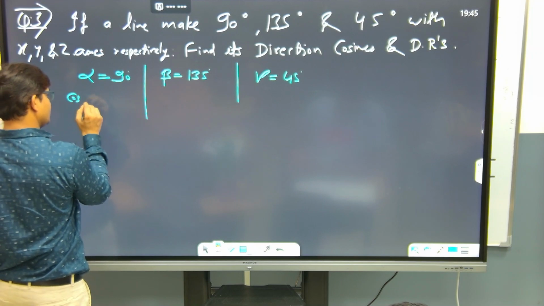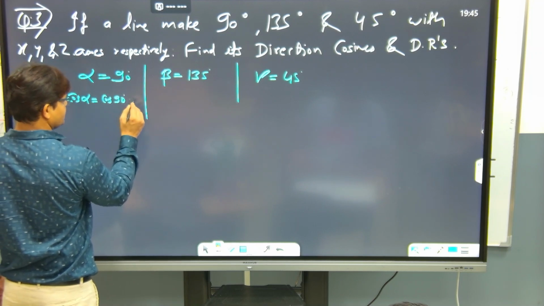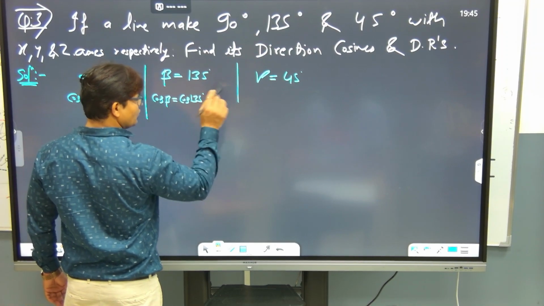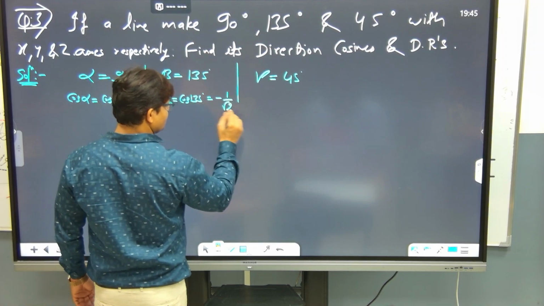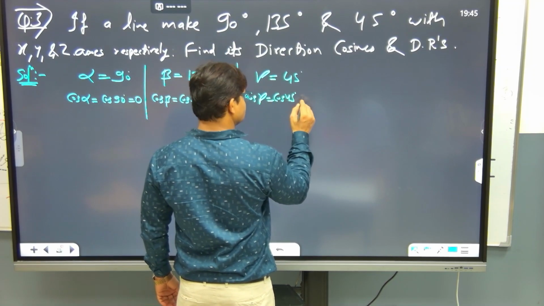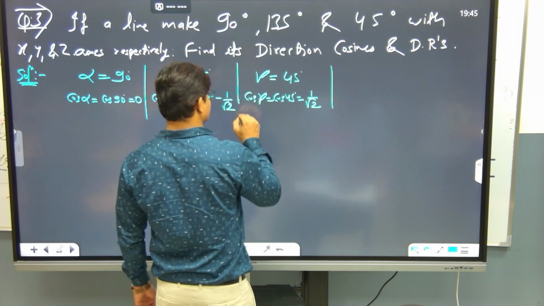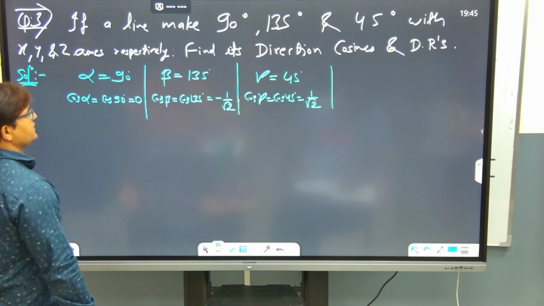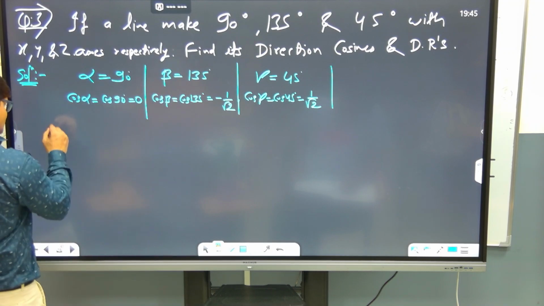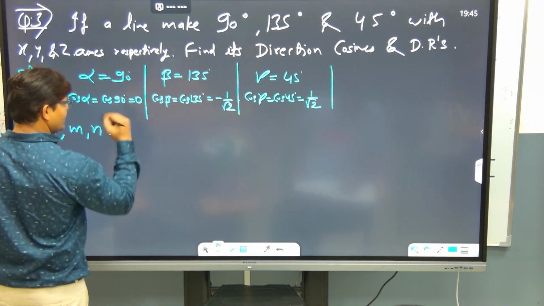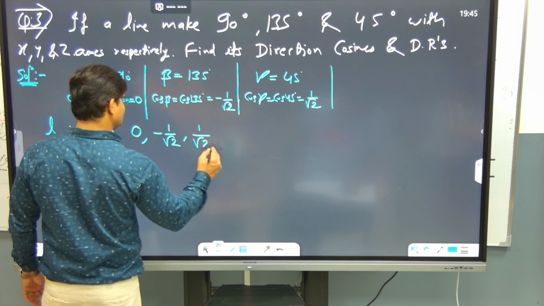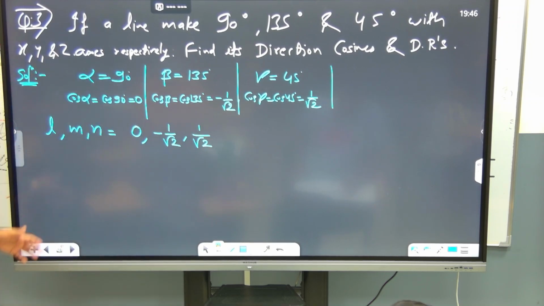So by this concept we can write cos alpha, that value is cos 90, which is 0. Cos beta is cos 135. In the second quadrant cos is negative, so it is minus 1 by root 2. And cos gamma is cos 45 degree, which is 1 by root 2. So cos alpha, cos beta, cos gamma are 0, minus 1 by root 2, and 1 by root 2. Clear? For this line, we have this type of case.